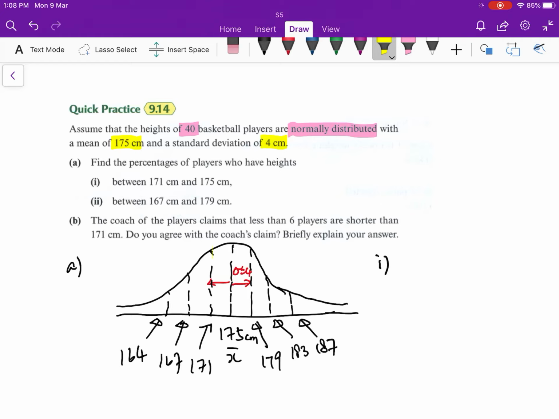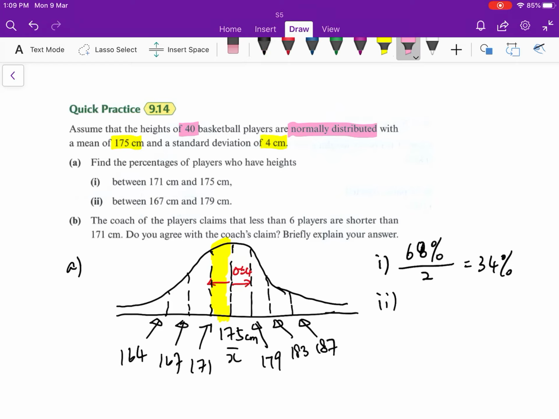A1 is asking for between 171 and 175. So take a look at this. 171 to 175 is this range. Can you see that? So actually, oh, sorry, my fault, okay. 171 to 175 is only here, okay. So you can see that it's just one standard deviation on the left hand side. So that means one standard deviation is 68%, okay. Then divided by 2, okay, half only, so it's 34% only, okay. So 34% of the players have heights between 171 and 175.